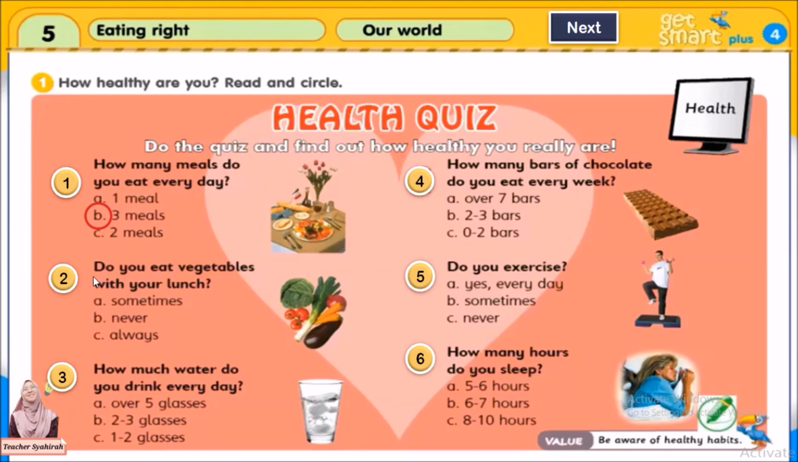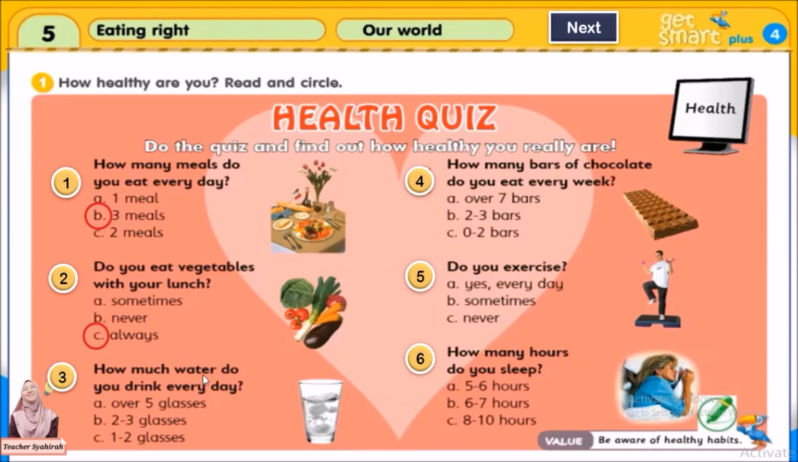Alright. Number 2, do you eat vegetable with your lunch? Okay, awak makan tak sayur dengan masa makan tengah hari tu, awak selalu tak makan sayur. So my answer would be always. Okay, we have sometimes, never or always. Kadang-kadang, tidak pernah ataupun selalu. So my answer is always. You can answer with your own answer.